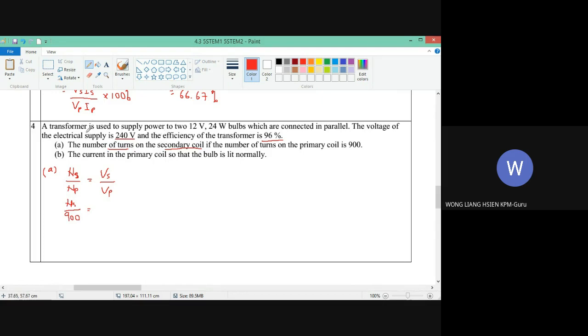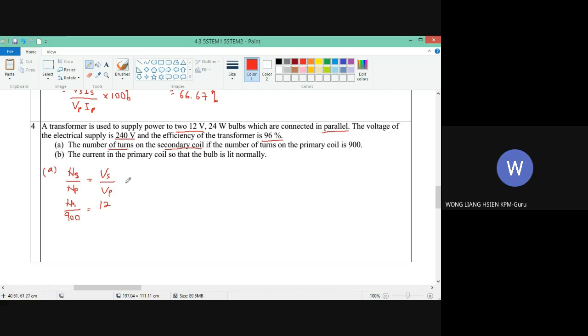You see, the transformer is used to supply power to two 12-volt bulbs connected in parallel. It is connected in parallel, so that means the voltage in the secondary is 12 only. Because they are connected in parallel, both of them get the same voltage. If the secondary coil is 12, then both of them will get 12.